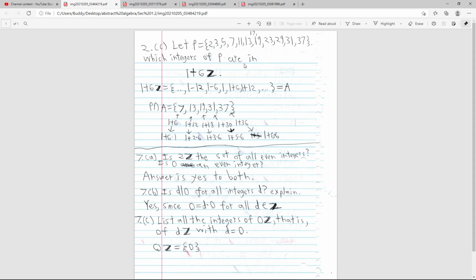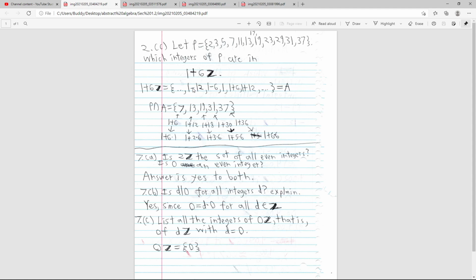So, part of 2. We're going to try to fit P into 1 plus 6Z. Find out which integers of P are included in 1 plus 6Z. And these are all the numbers up here, including 17. I wouldn't write that, but just imagine: 2, 3, 5, 7, 11, 13, 17, 19, 23, 29, 31, 37. Which ones of these are included in 1 plus 6Z? It's not all of them, definitely.